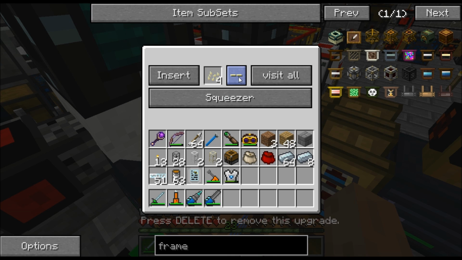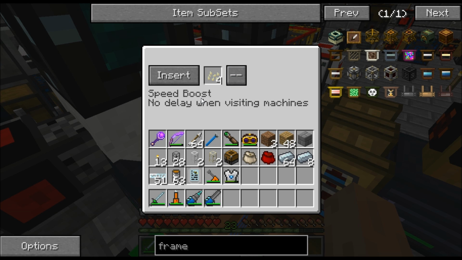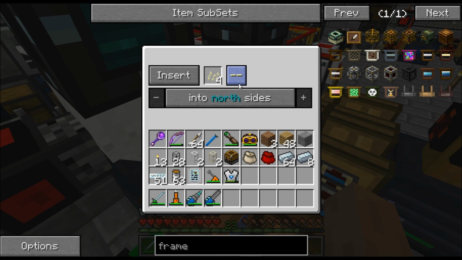And then it has a machine filter upgrade, or a machine upgrade, so it can see the squeezers. And then it has a speed boost upgrade so that it doesn't have a delay when visiting the machines, so it operates much faster. And then it has a bandwidth upgrade, which allows it to move stacks at a time. And that's it for this guy.